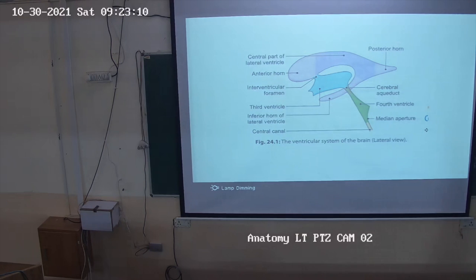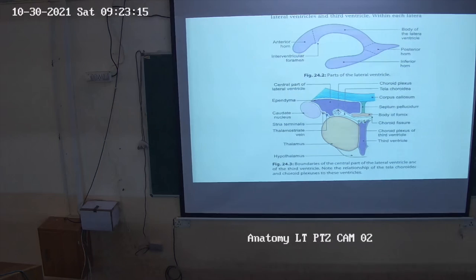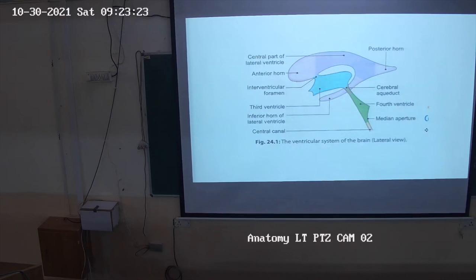Afterwards, now we start one by one. Take the first one, lateral ventricle. The lateral ventricle, see the uppermost diagram, this one. As you have seen previously, this is the body of the lateral ventricle, or the central part of the lateral ventricle. The central part is giving extensions anteriorly, posteriorly and downward.